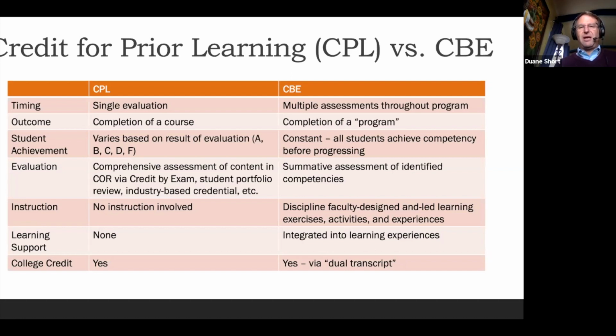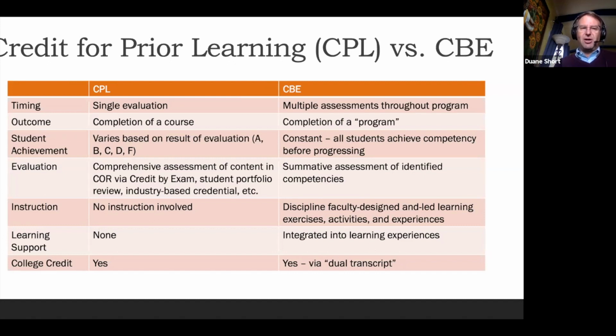Credit for prior learning expanded a year or two ago, so now there are a bunch of different options, not just credit by exam. We can also look at industry certifications, and if a student has an industry certification, let's say they're a licensed paramedic, then we can give them credit for our EMT course because they've already demonstrated they know how to do that. Okay, so that's credit for prior learning. It's similar in some ways to competency-based education, because there's a self-paced aspect, there's a student outcome focus to it, but it's also quite different in some ways.